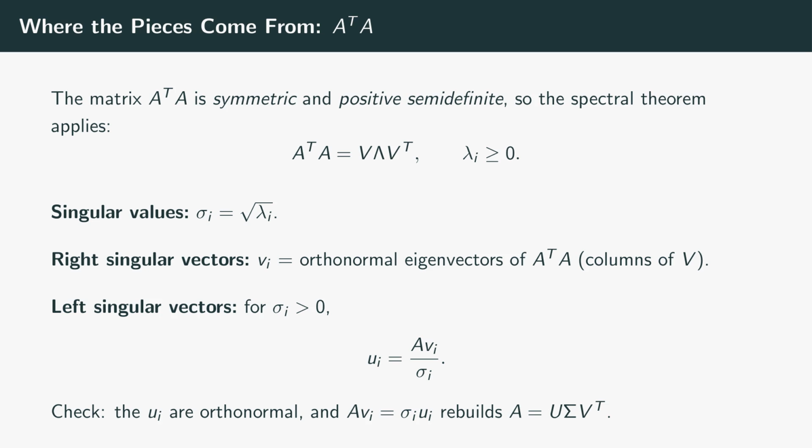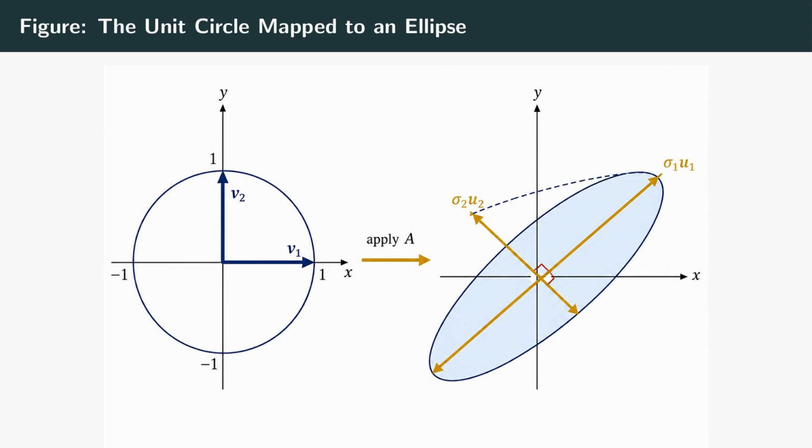Here is the SVD on one canvas, in 2 dimensions. On the left, the unit circle, and through its center, two perpendicular arrows, v1 and v2, the right singular vectors. These are the special perpendicular directions that the matrix treats cleanly. On the right, after applying the matrix A, the circle has become a tilted ellipse. The two perpendicular arrows have become the two semi-axes of that ellipse.